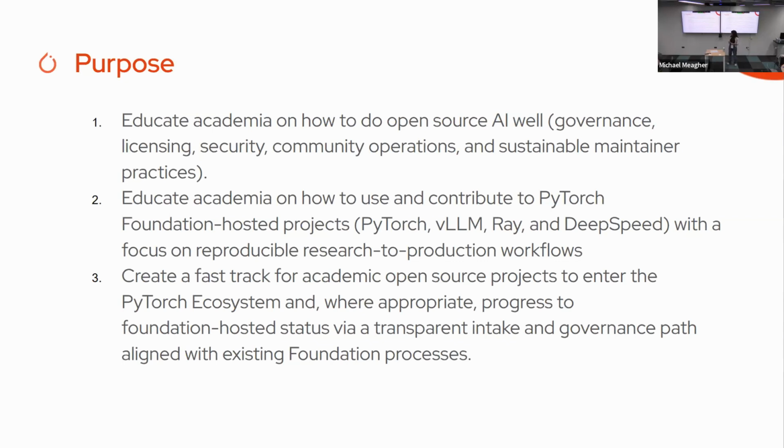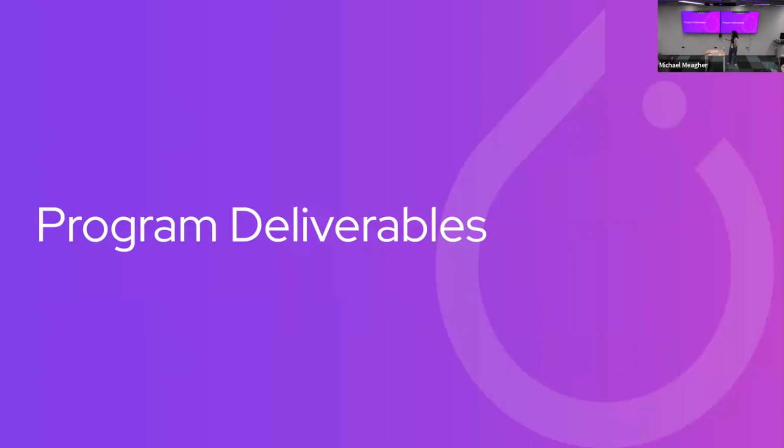And the third one, which I think is really interesting, is to have a fast track for academia to get involved in this ecosystem, making it more accessible and easier for them to get involved, and perhaps to transfer a project into the foundation. Right now we are at a really early stage. This means we're still building up a charter, we're still building out a governance model, and we would like more academia to get involved in that design process.